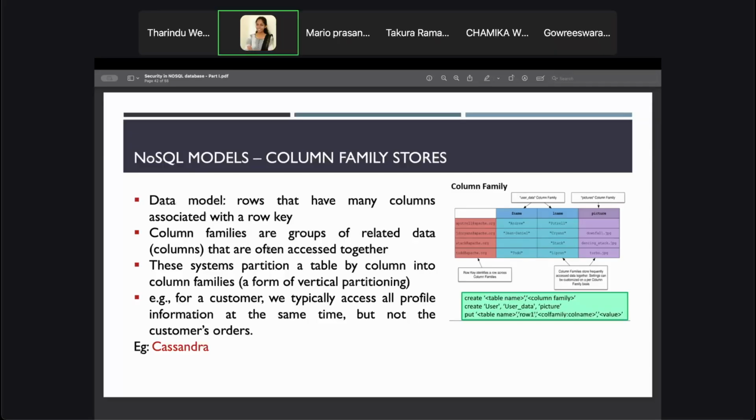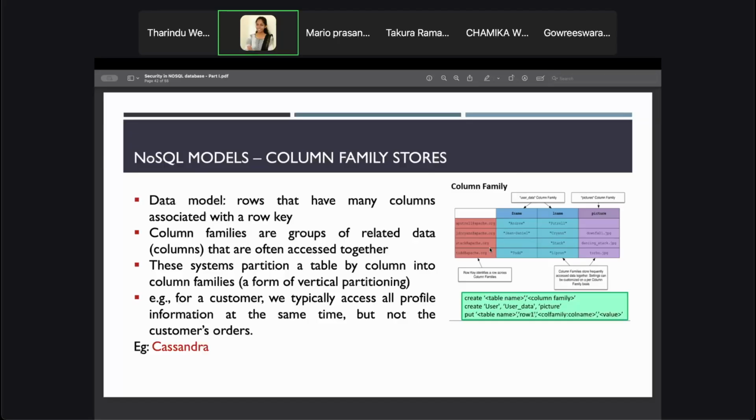Okay, the third one is column family, right? Column family is pretty much similar to your relational database. The difference is here the columns can be created on the run. On the run means you don't need to have predefined columns that should be added. You don't need to have predefined column names. On the go, you can add columns, right?